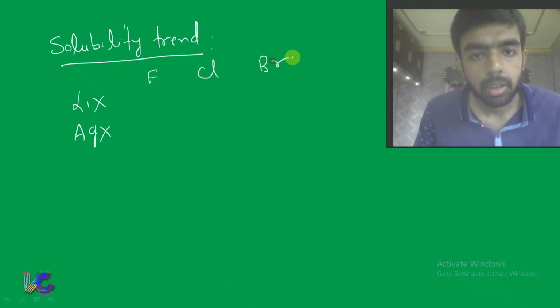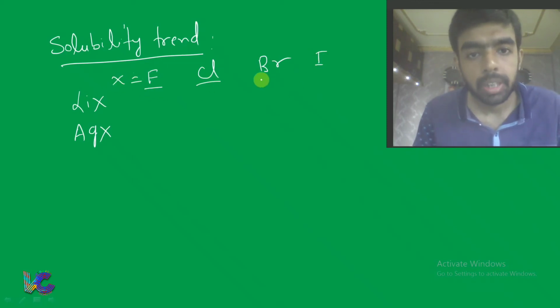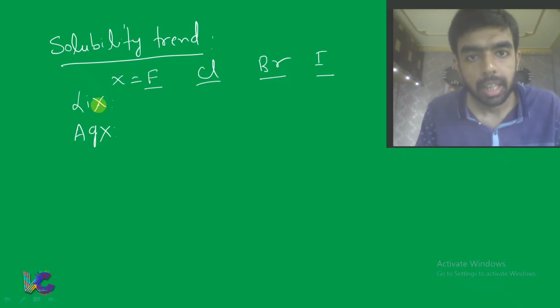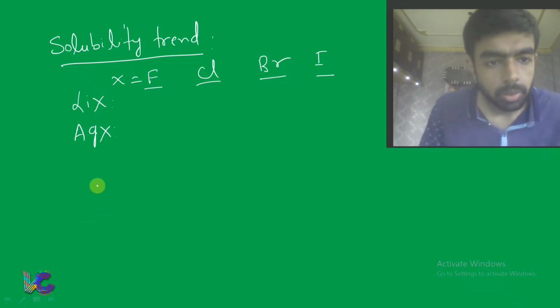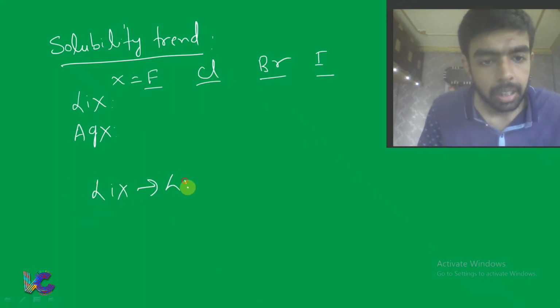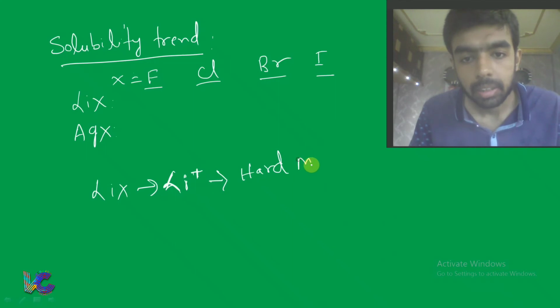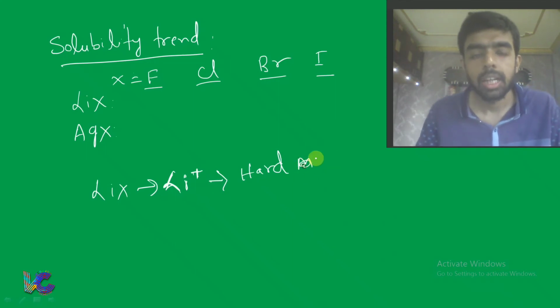where X is F, Cl, Br and I. So X is F, Cl, Br and I. So by using the HSAB principle, we will try to explain the solubility trend of LiX and AgX, where X is F, Cl, Br and I. Now if you see LiX, here Li is in plus 1 state. So Li+, the size is very small. This is a hard metal.